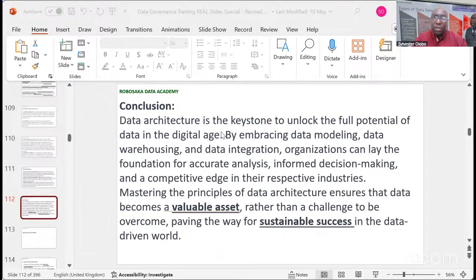So in conclusion, what can someone say about data architecture? In conclusion, I want everyone to talk now for that 1 minute. Paul said with tears.